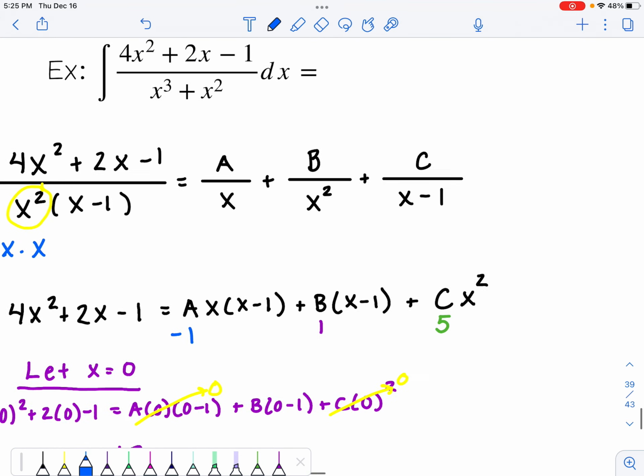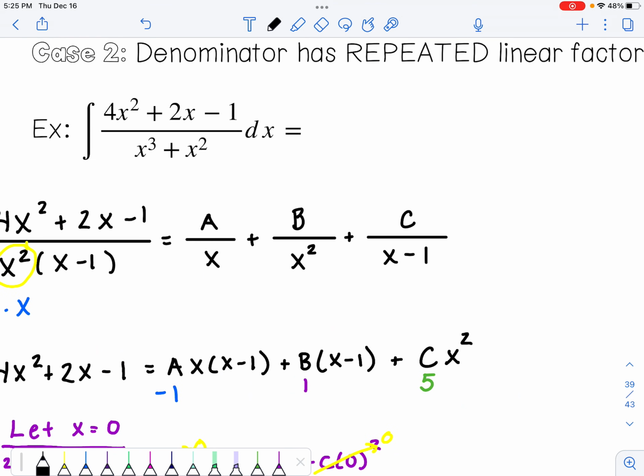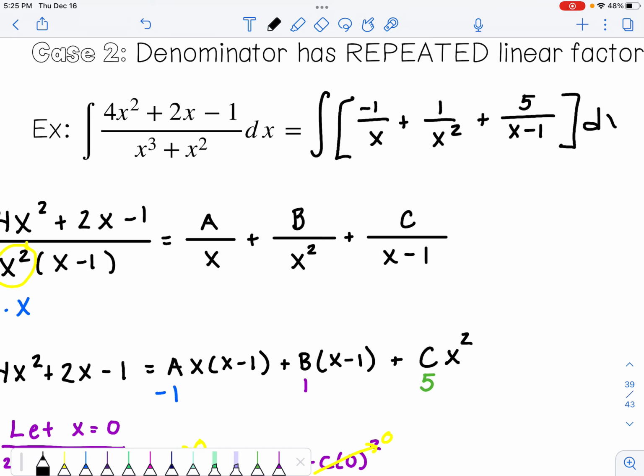So now we're just going to go ahead and set up our integral. So we have the integral. A was negative 1, so I get negative 1 over x. B was positive 1 over x squared. And C is, not C, C is 5. And that goes over the x minus 1 term, dx.